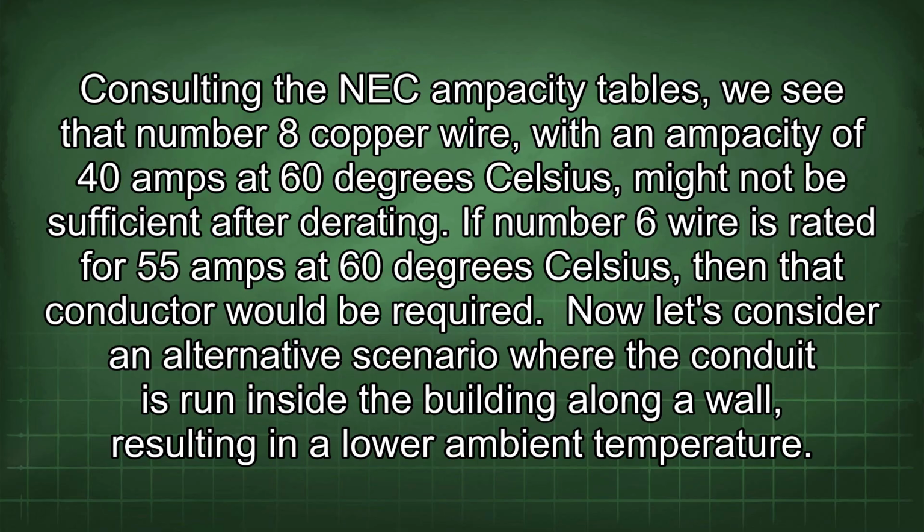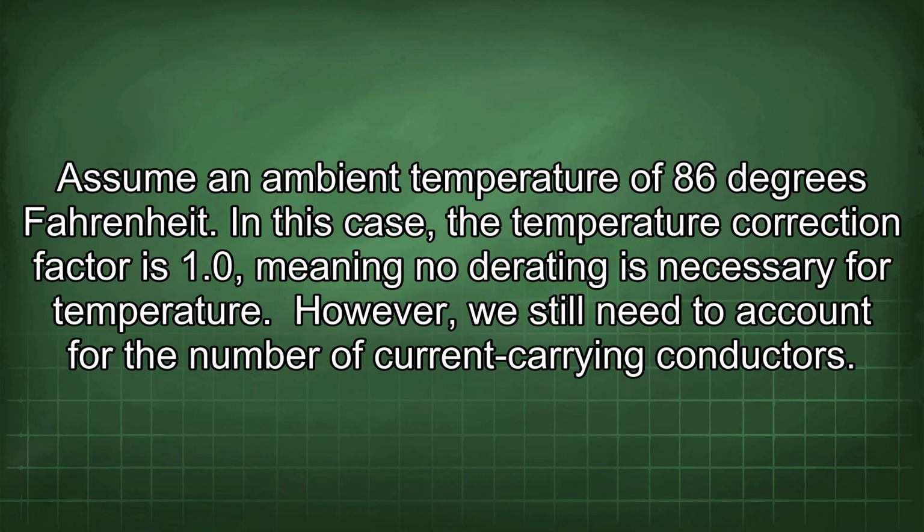Now let's consider an alternative scenario where the conduit is run inside the building along a wall, resulting in a lower ambient temperature. Assume an ambient temperature of 86 degrees Fahrenheit. In this case, the temperature correction factor is 1.0, meaning no derating is necessary for temperature. However, we still need to account for the number of current carrying conductors.